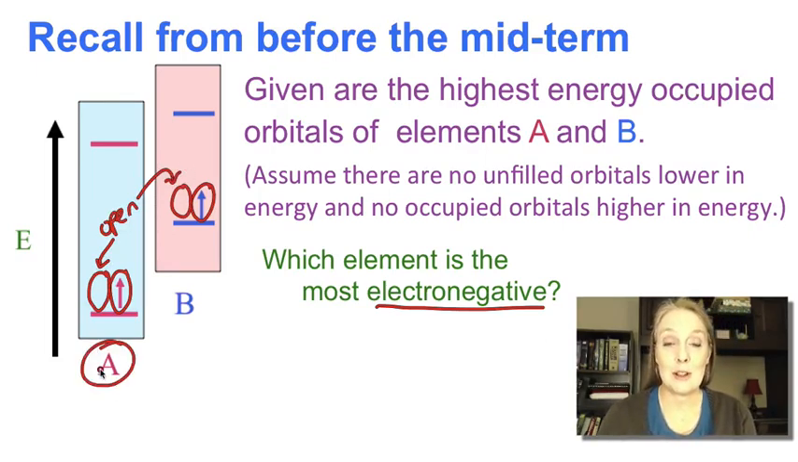The other process we learned about at approximately the same time a few weeks ago was ionization energy, and that was the process where we were removing the electron. A has a higher ionization energy than B does because this electron is closer to its nucleus and therefore it takes more energy to remove it.